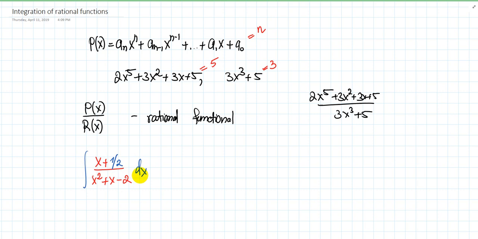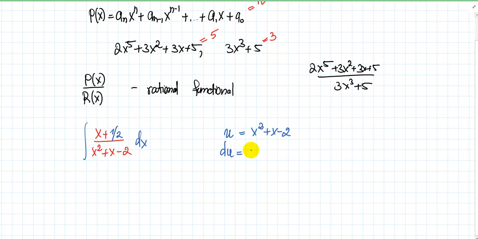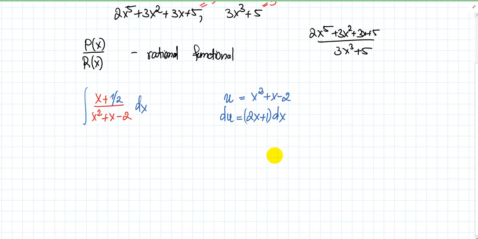So I can integrate this by the substitution rule, right? Because do you see, the numerator looks like the derivative of the denominator, right? If you take the derivative of the denominator, you will have almost the same function as in the numerator, right? So we can do the substitution. So let's use the substitution u equals x squared plus x minus 2. And what will be the derivative of x squared plus x minus 2? 2x plus 1 multiplied by dx, right? So what is then x plus 1 over 2 dx?